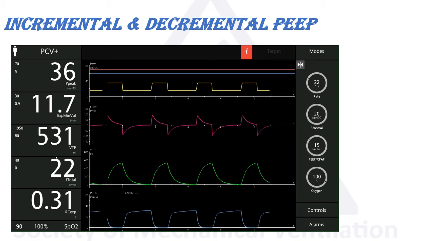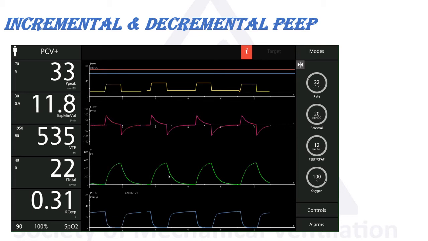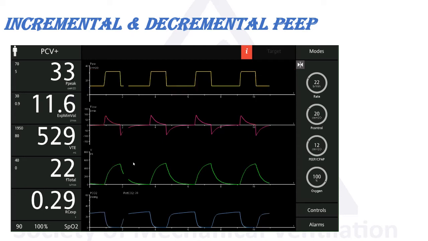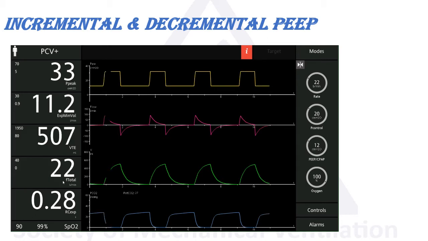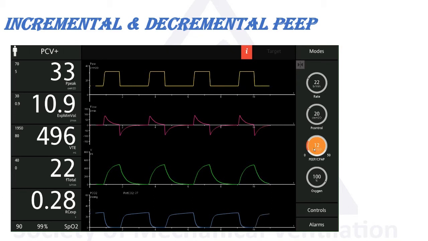Okay, tidal volume is about the same, so we probably didn't change much. So let's go down to 12. Okay, our tidal volume still hasn't changed much. Oh, it actually started to drop a little bit. Yes, so that means now that some of our alveoli have actually started to close, so PEEP of 12 is not enough. So our best PEEP was probably 15. Then we'll go back to that PEEP again.